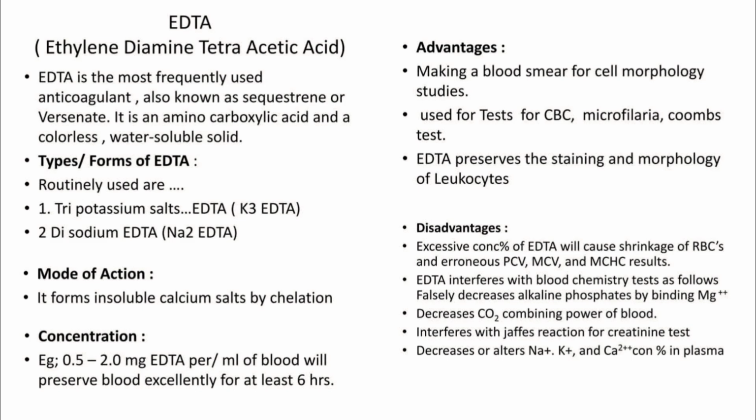EDTA interferes with the blood chemistry tests as follows. It falsely decreases alkaline phosphatase by binding magnesium ion. It decreases CO2 binding power of blood. It interferes with the Jaffe reaction for creatinine test. It decreases or alters sodium, potassium, calcium ion in the plasma.